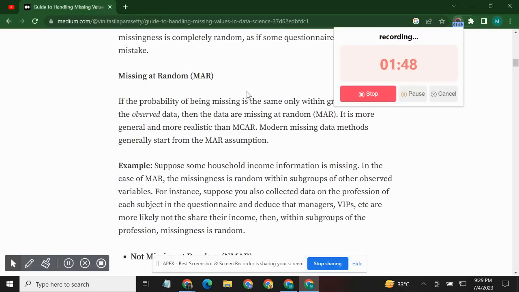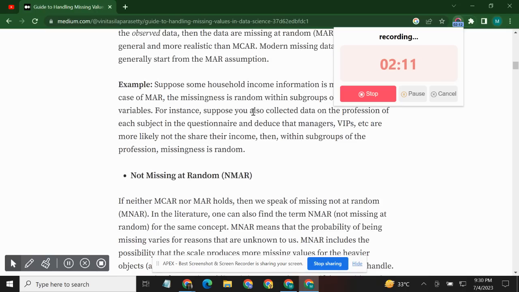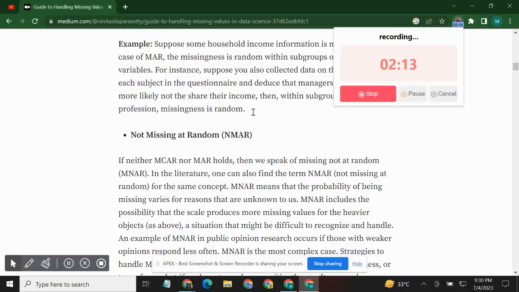So here is another example. Suppose some household income information is missing. In the case of MAR, the missingness is random within subgroups of other observed variables. For instance, suppose you also collected data on the profession of each subject in the questionnaire, and managers, VIPs, etc. are more likely not to share their income. Then within subgroups of the profession, the missingness is random.